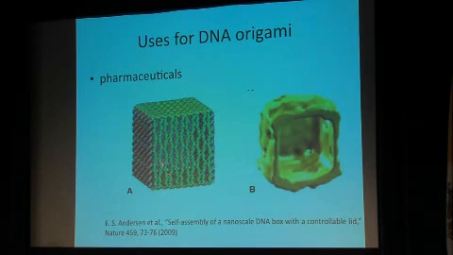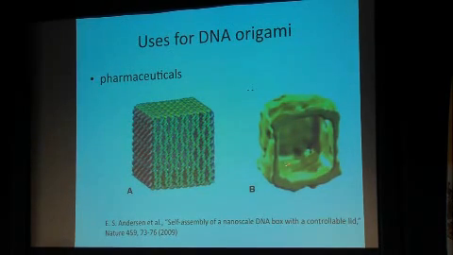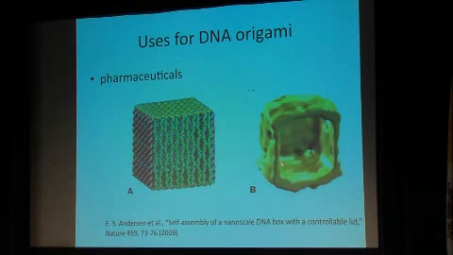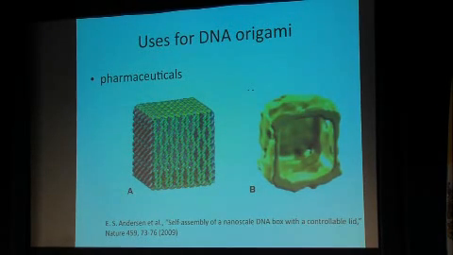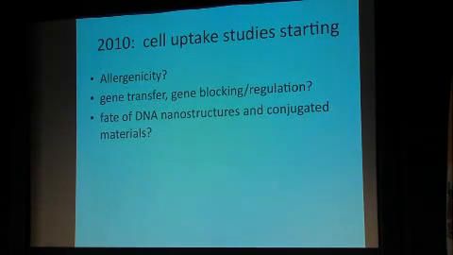And this is a little box that was designed by a group in Denmark. There's a lid. The lid can be opened or closed. You can put a lock on the lid. And the interior space is large enough to hold several ribozymes. This interior gap is about 30 nanometers, so it's a significant amount of space inside, with possible pharmaceutical applications. So people have started doing cell uptake studies, but none of these have been published yet.